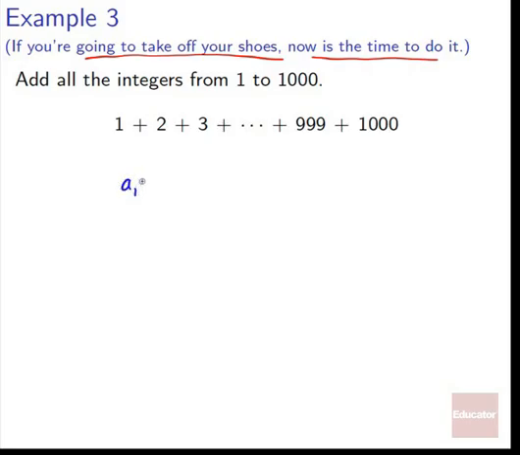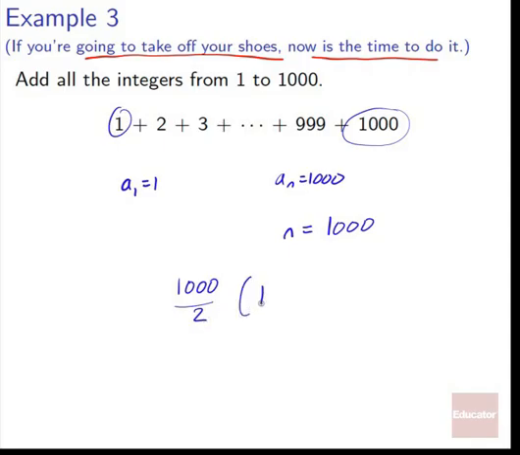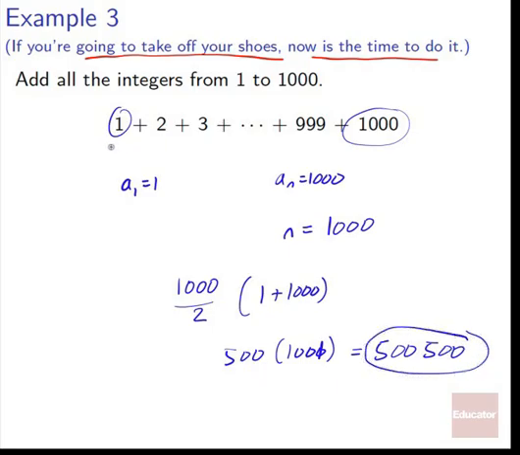Okay, so first term is equal to 1. Our last term is equal to 1,000. The total number of terms we have from 1 to 1,000 is simply 1,000. So it's 1,000, the number of terms, divided by 2, times the first term plus the last term, 1 plus 1,000. So 500 times 1,001 is equal to 500,500. Bing, bing, bing, done. Pretty amazing how fast we can wind up adding everything from 1 to 1,000 in that little time, right?